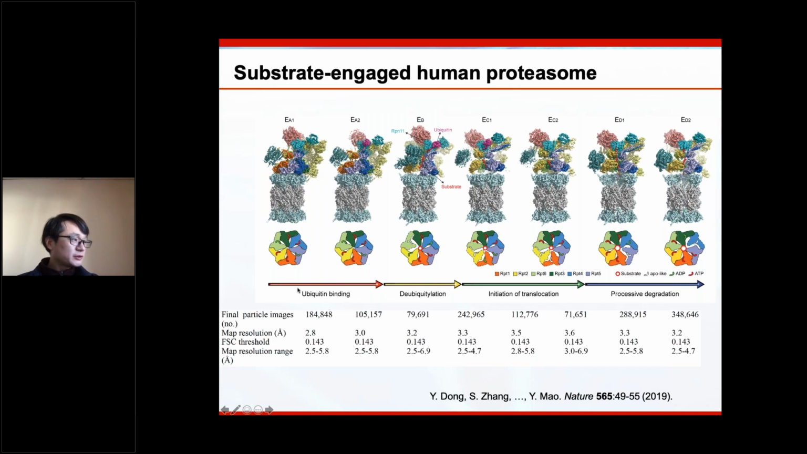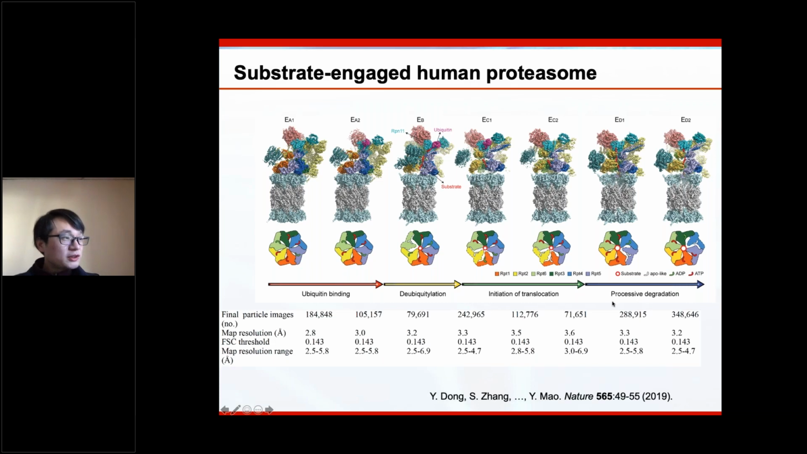The first step is ubiquitin binding, right? The protease has to first recognize ubiquitin, then do some structure change to prepare for deubiquitination. So that's the second step. And after deubiquitination, it has to smoothly transit into initiation of translocation and try to control the core particle, say, well, open the gate, right? So after the gate is open, it's supposed to go into a phase that processively degrades a substrate.